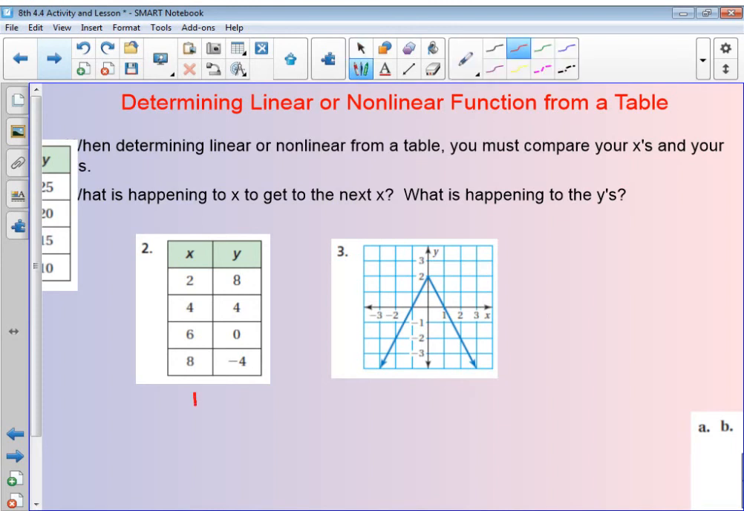Okay, this one was showing linear. Okay, each of these was going down by 4, and each of my x's was increasing by 2. And number 3, well, this was nonlinear.